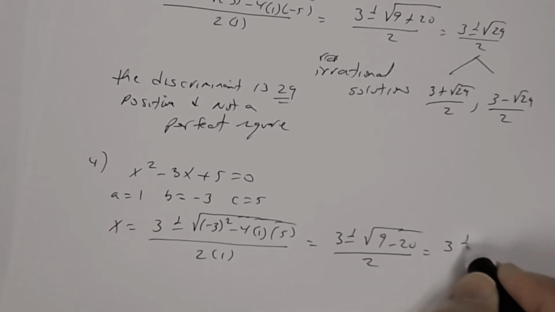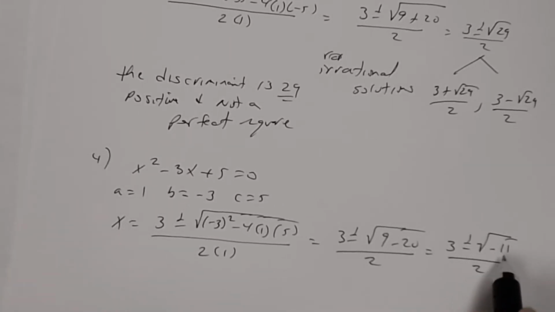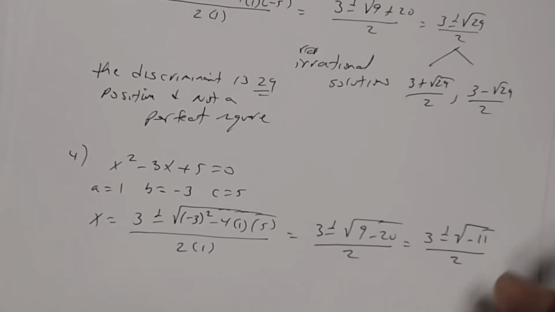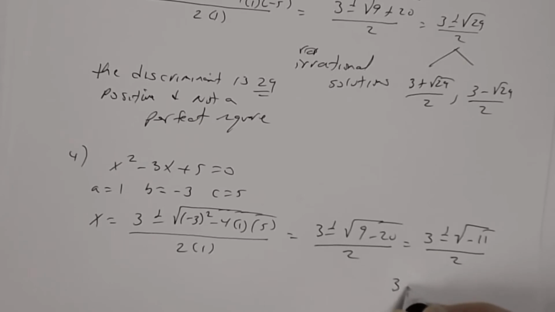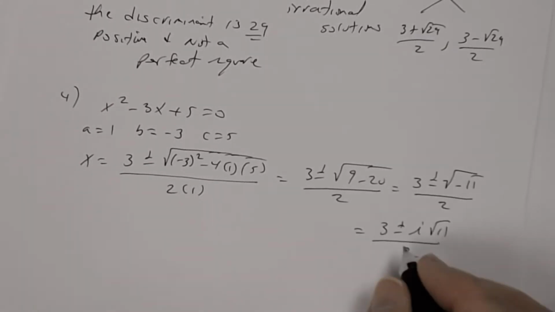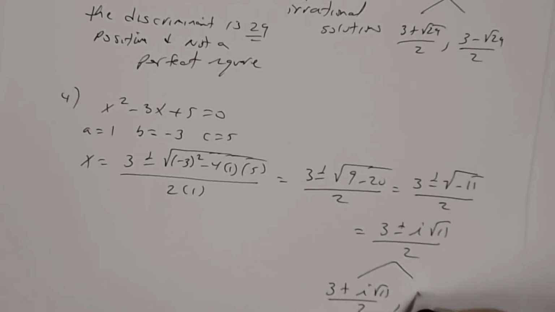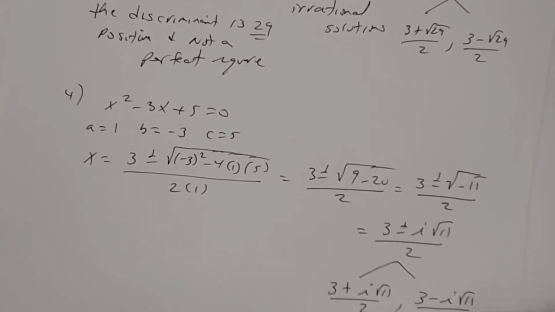So this becomes 3 plus or minus the square root of, now remember 9 minus 20 is a negative 11, divided by 2. And remember, you're taking the square root of a negative number. Now remember, the square root of a negative number is not a real number. That's an imaginary number. And so the way we wrote this was like this: 3 plus or minus i square root of 11 divided by 2. So we end up with 3 plus i square root of 11 divided by 2, and then 3 minus i square root of 11 divided by 2.